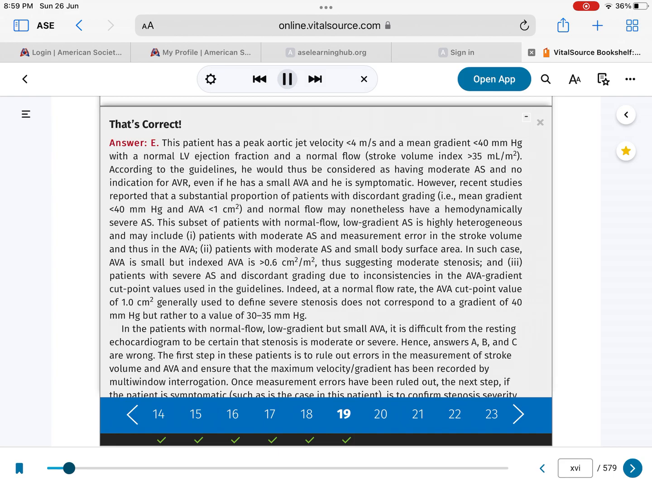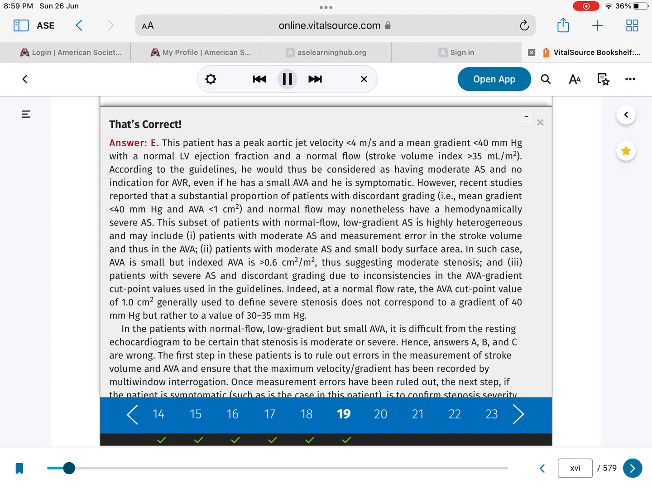The patient underwent Doppler echocardiography, which shows mild LV hypertrophy, normal LV ejection fraction 60%, normal flow, stroke volume 95 milliliters, stroke volume index 47 mL/m2, and a calcified aortic valve with a peak aortic jet velocity of 3.4 meters per second, an AVA of 0.90 square centimeters, and a mean gradient of 29 millimeters Hg.